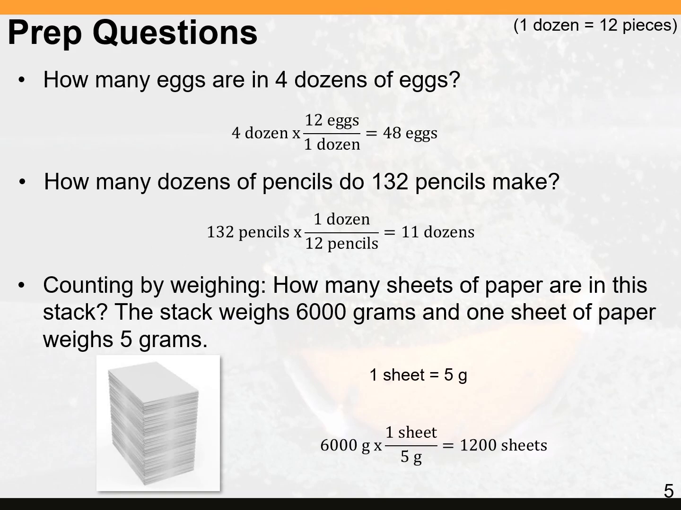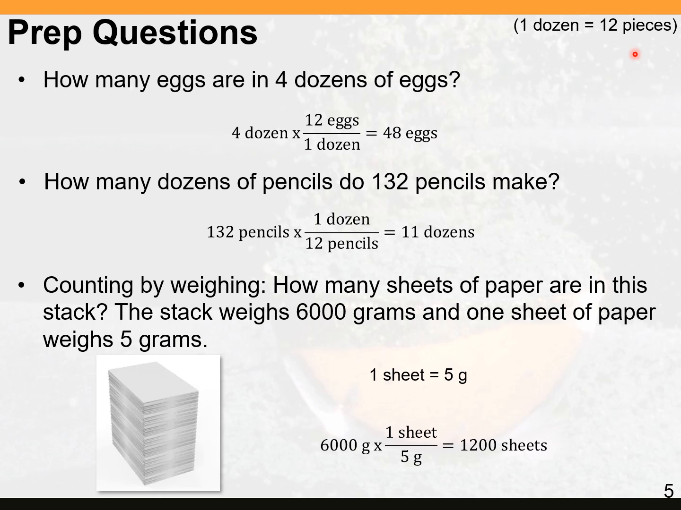Calculations you will see in this chapter are not different than calculations you are familiar with. For example, calculating the number of eggs in 4 dozens of eggs, or calculating the dozen count of some number of pencils are direct one-step calculations. These calculations use the definition of dozen to make the necessary conversions. We will be calculating the number of atoms in a sample using a similar calculation.